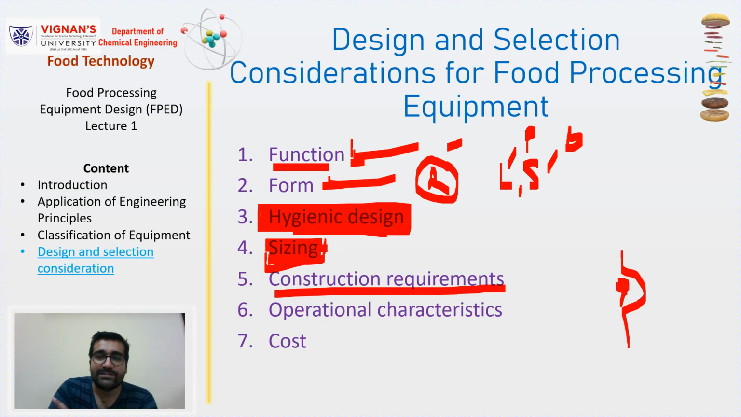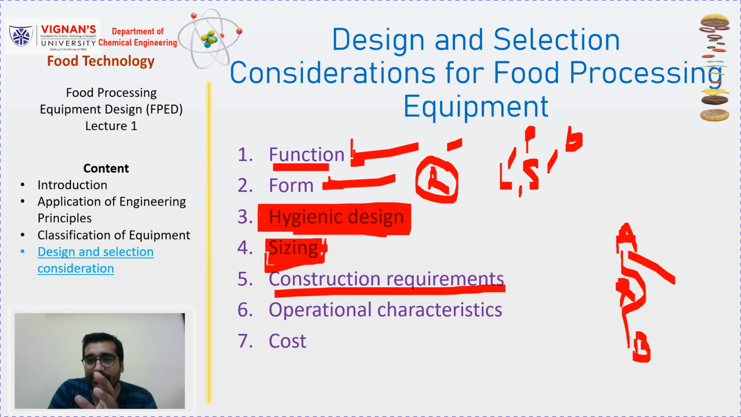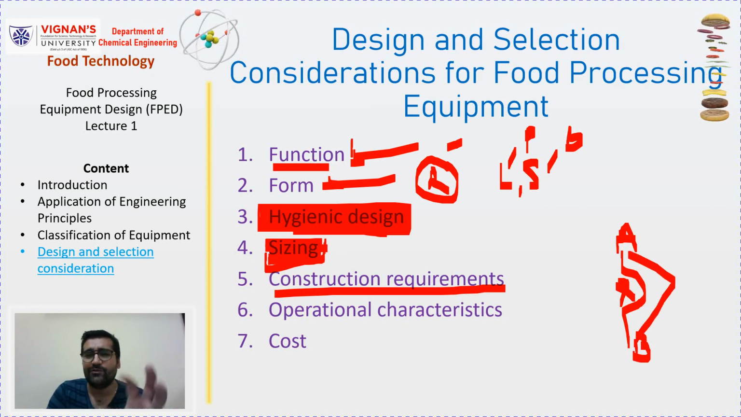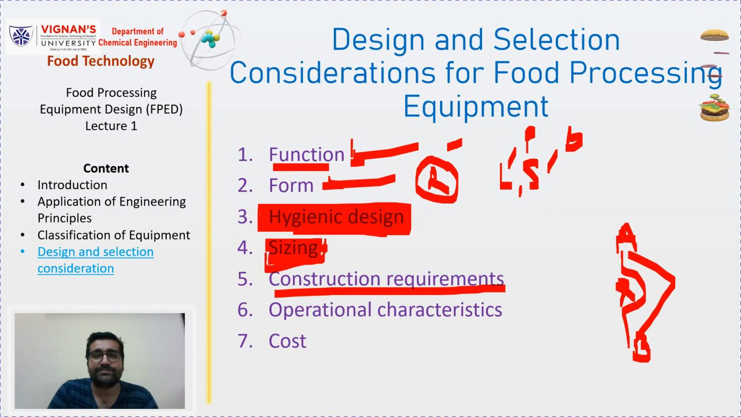Suppose we are designing from point A to B, and we have some pillar in between, so we have to design our equipment in such a way, or we can design another way. Depending upon the construction requirements, we have to change the equipment design. So we should consider the construction requirements.